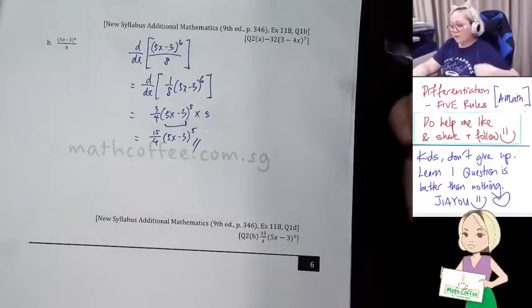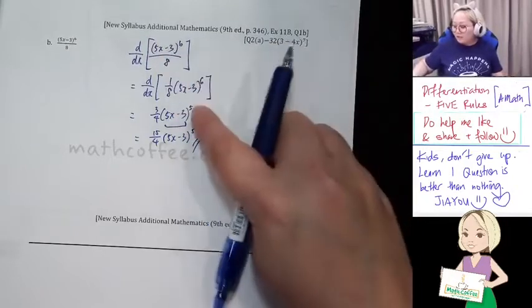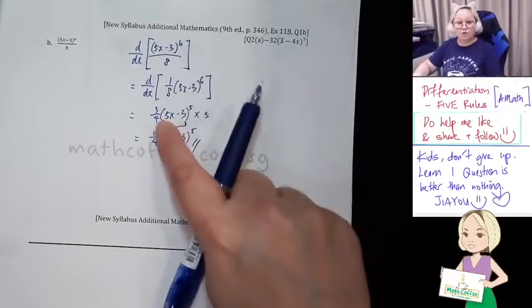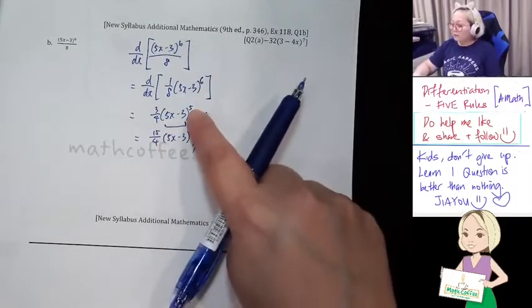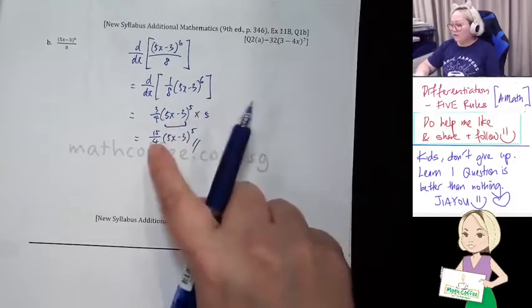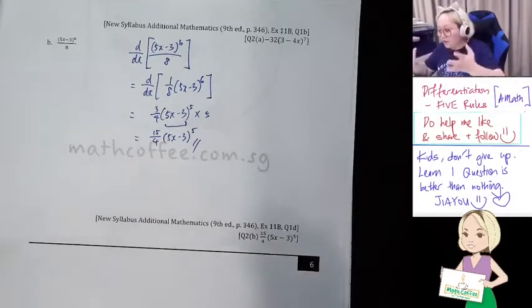Okay, so I repeat, I just change the presentation. I write 1 over 8, then the bracket this way. Then power bring down, 6 times 1 over 8, I get 3/4. Copy the bracket, then power minus 1. Multiply by differentiate the inside, which is 5. Then just simplify. So basically that is the chain rule.